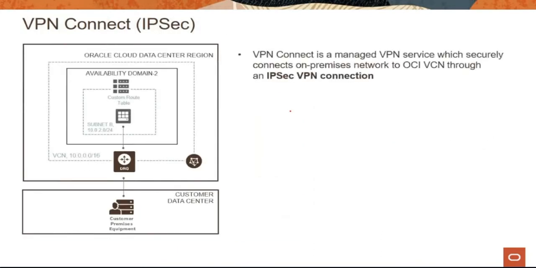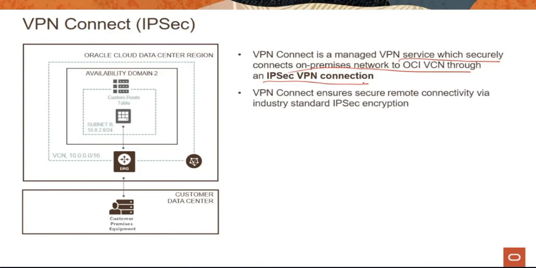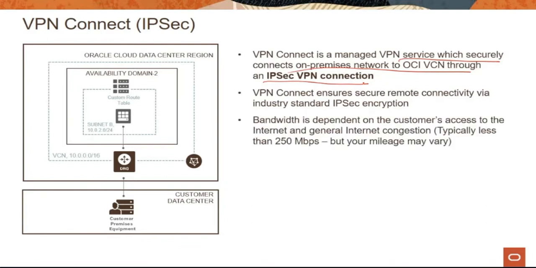So let's look at some of these details on the VPN Connect feature itself. Like I said earlier, VPN Connect is a managed VPN service which securely connects your on-prem environments to the OCI VCN through an IPsec VPN connection. VPN Connect ensures secure remote connectivity via industry standard IPsec encryption. Bandwidth is dependent on the customer's access to the internet and general internet congestion. Typically, we have seen the bandwidths can be much higher, but the whole idea of using VPN Connect is to run proof of concepts, right?